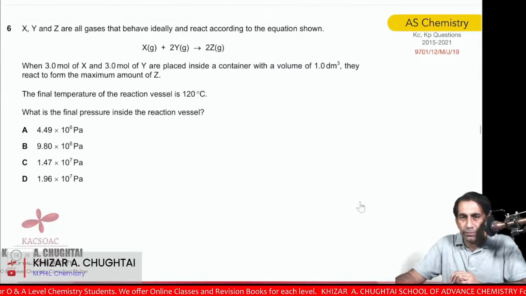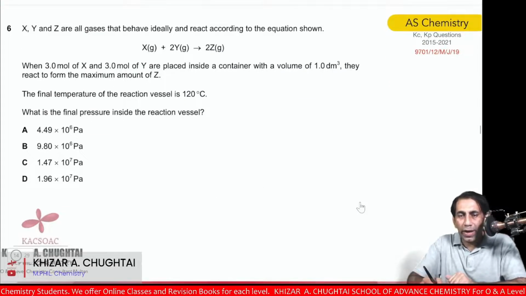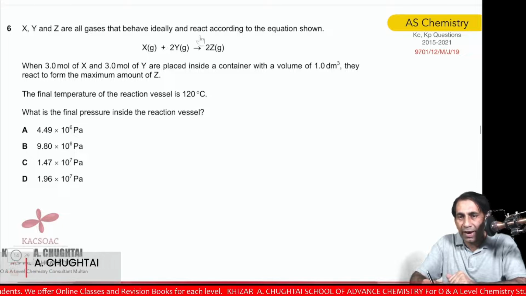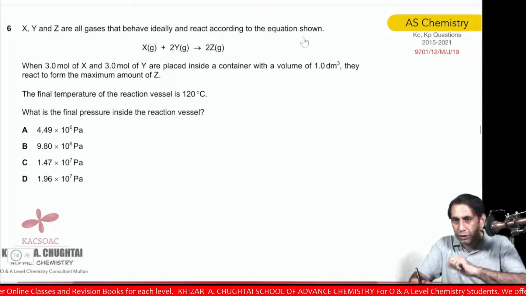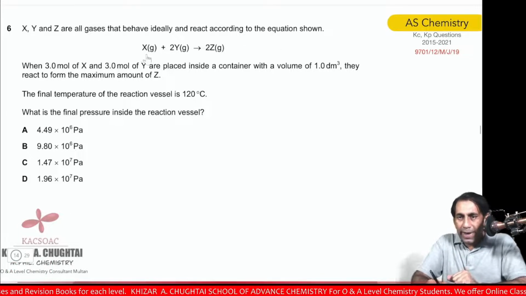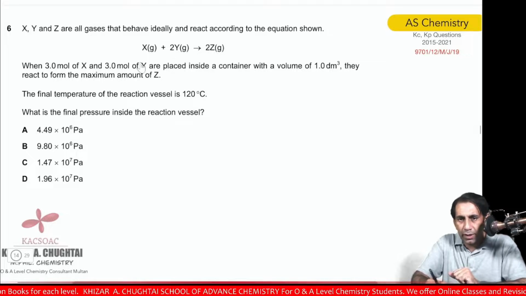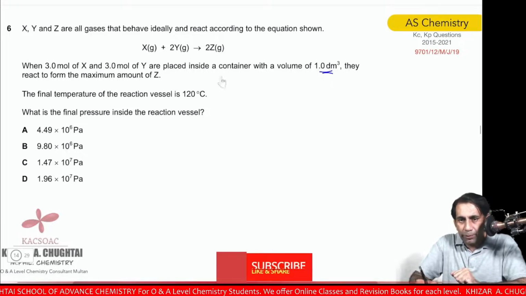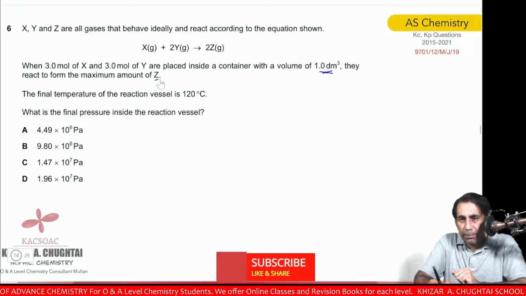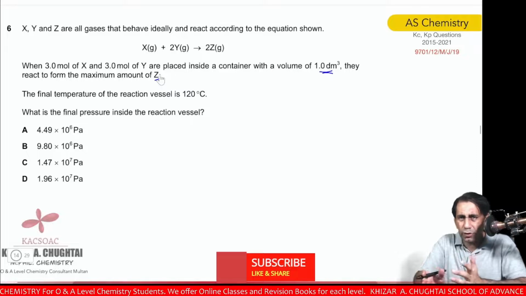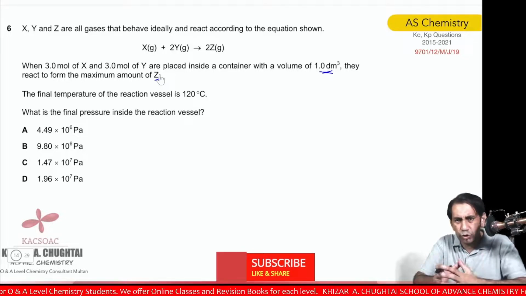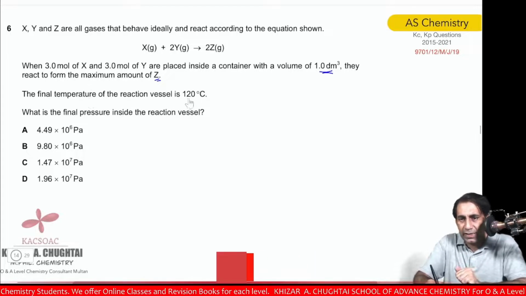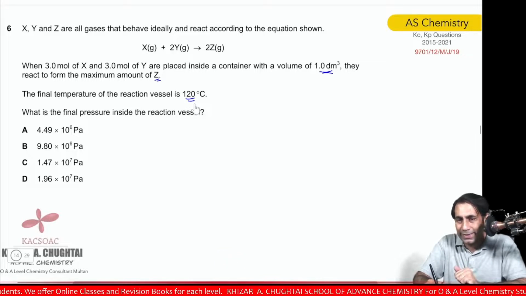The next question: X, Y, and Z are all gases that behave ideally and react according to the equation shown below. X plus 2Y goes to Z. When 3 mole of X and 3 mole of Y are placed inside a container of volume 1 dm cube, they react to make the maximum amount of Z. Unfortunately, that is not a question regarding Kc, Kp. However, I'm going to solve it. The final temperature of the reaction vessel is 120 degrees Celsius. What is the final pressure inside the reaction vessel?